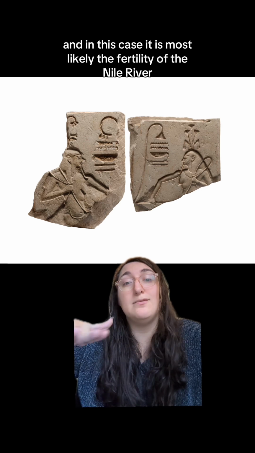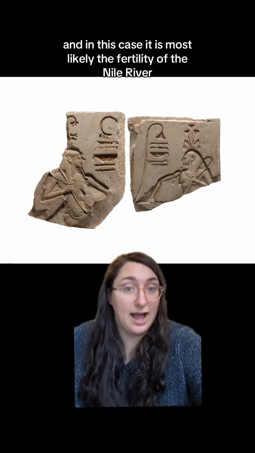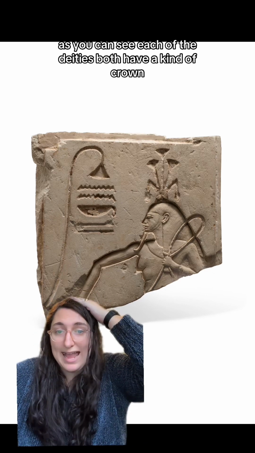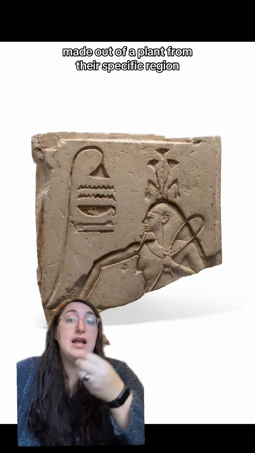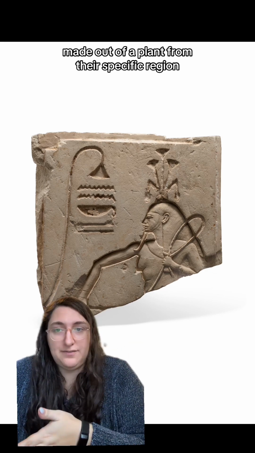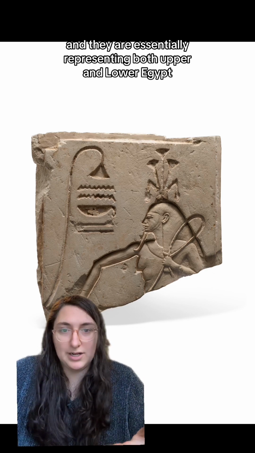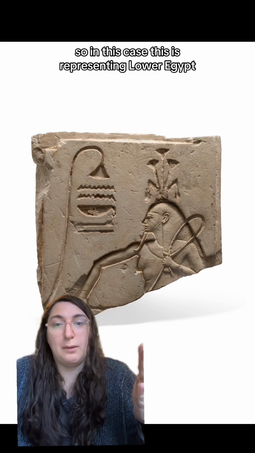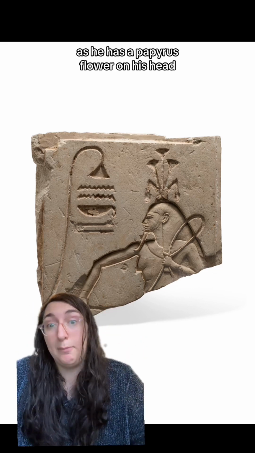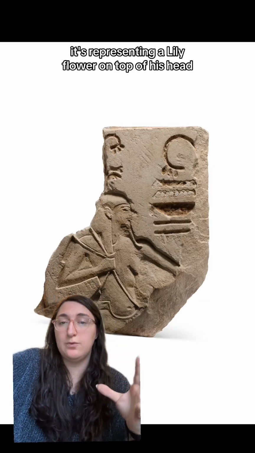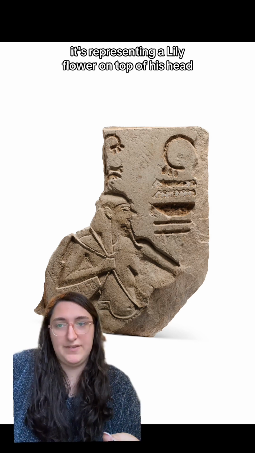And in this case, it is most likely the fertility of the Nile River. As you can see, each of the deities both have a kind of crown made out of a plant from their specific region, and they are essentially representing both Upper and Lower Egypt. So in this case, this is representing Lower Egypt as he has a papyrus flower on his head. And this one, although the piece is missing, it's representing a lily flower on top of his head.